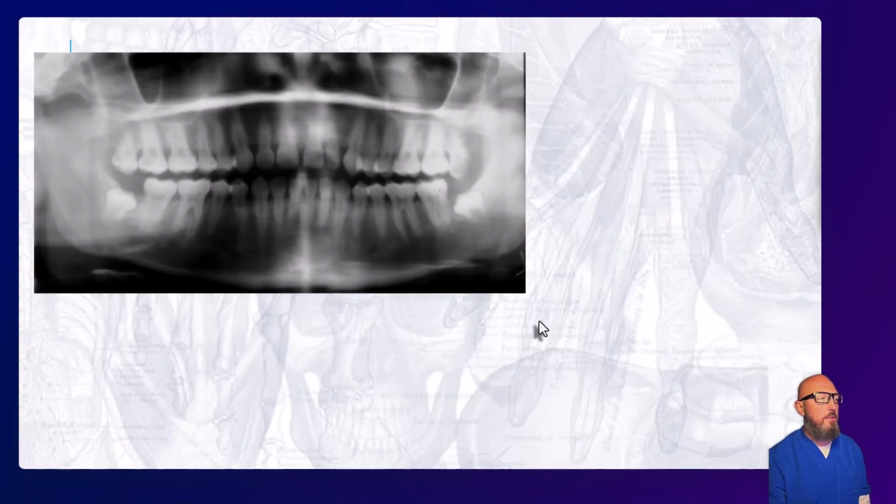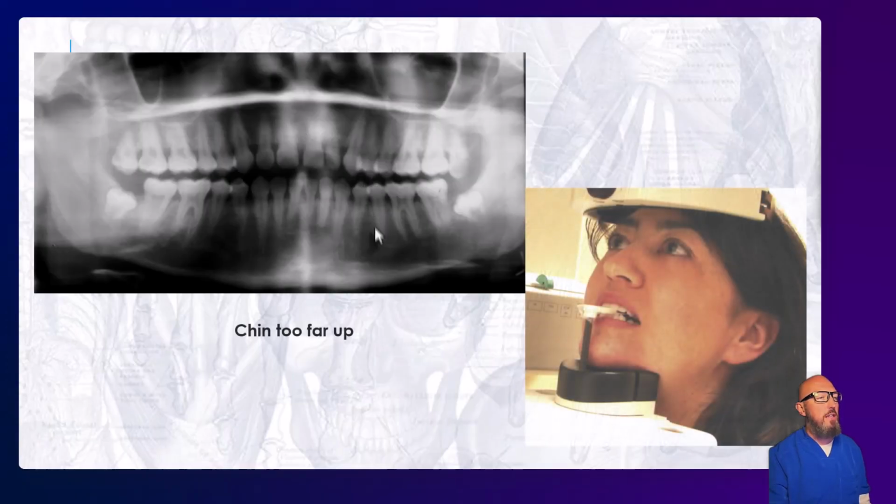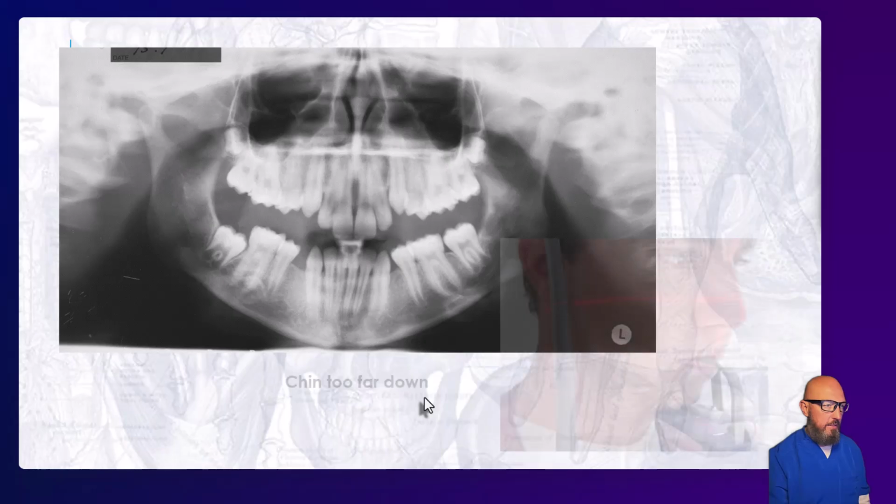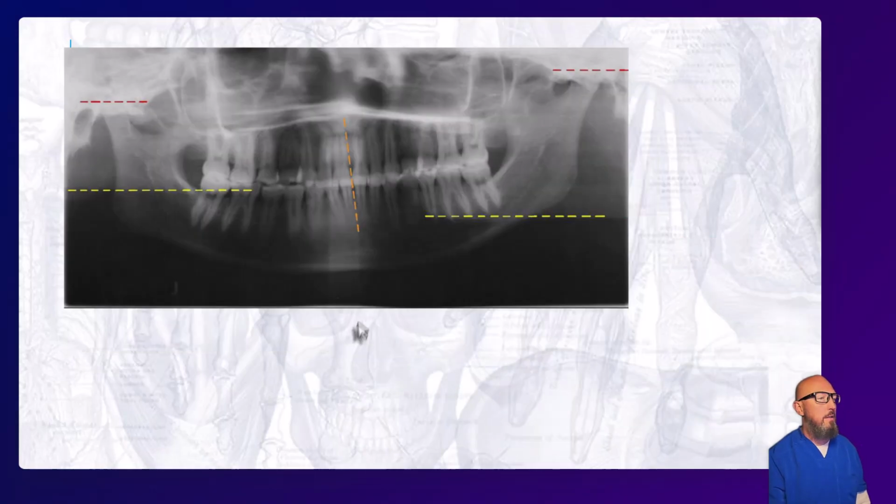What about this one? Chin up again, right? You see the hard palate line? Even though it's just a little bit, it affects diagnosis. In this case, the chin is down. This one, the lines kind of show you. Head is tilted this way.